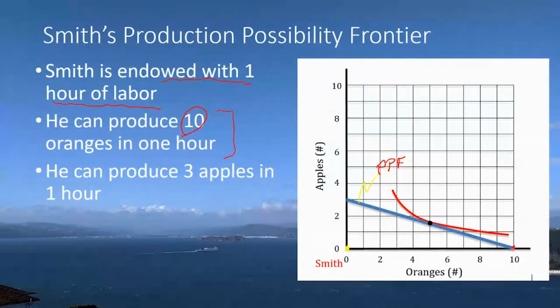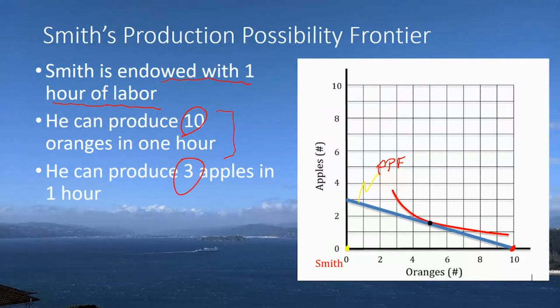It's going to be the endpoint of this blue line right down here. That's 10 oranges and 0 apples, which is what he would obtain if he took his 1 hour of labor and just devoted it to orange production. Okay, end of story there, simple. Next, let's assume instead, alternatively, that he takes his 1 hour of labor and he devotes his attention only to collecting apples or producing apples during that hour.